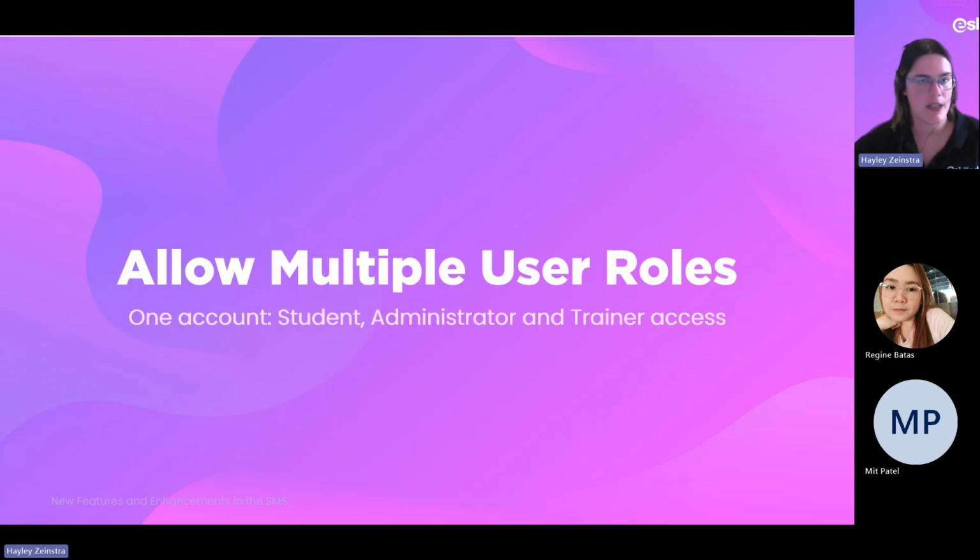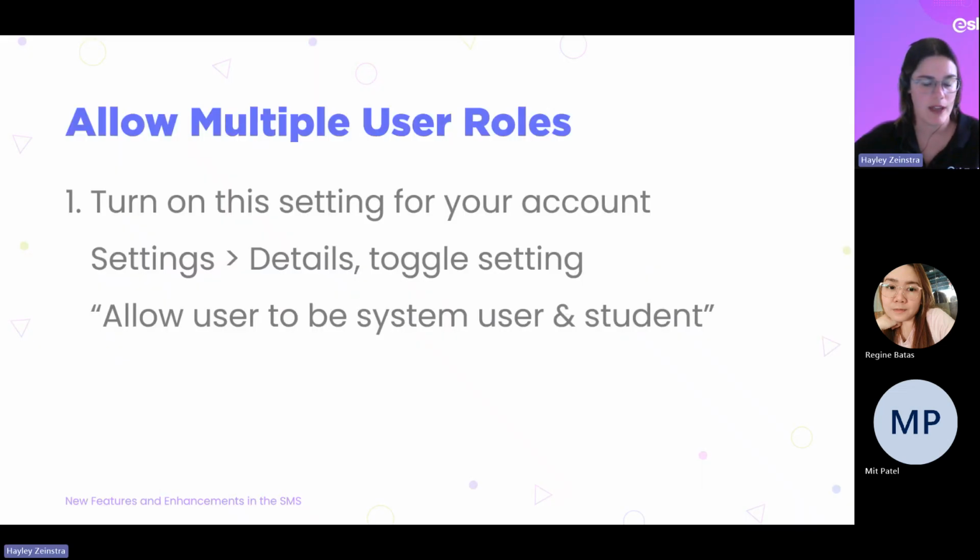So that instead of having separate login details for each of those account options, they can use the same username and password and they can flip access through all those roles. Now, this is a setting that you need to turn on at account level if it's something that you'd be interested in doing. If you do have staff that would also come through and do training as a student and be a student of your training organisation. So that is located in your settings and on the details page. There's a toggle setting for allow a user to be system user and student. So we'll go and visit that shortly so you can see what that looks like.